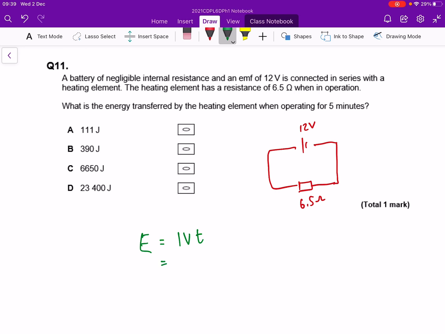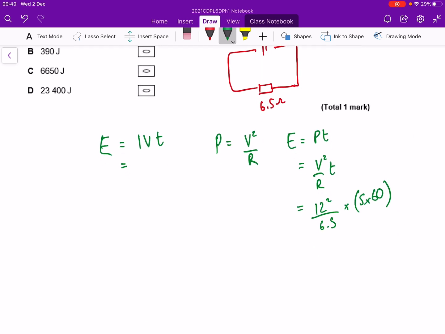Now, that's not really going to work out, is it? Because I've got voltage and I've got resistance. So I could say that the power is V squared over R instead. And therefore the energy, which is power times time, is going to be V squared over R times T. So this is 12 squared over 6.5 multiplied by, now it's not just 5 minutes, it's 5 times 60. So 12 squared over 6.5 times 5 times 60.